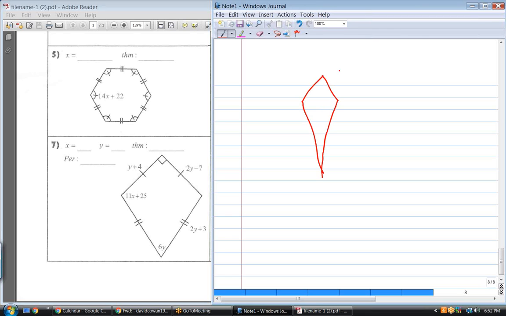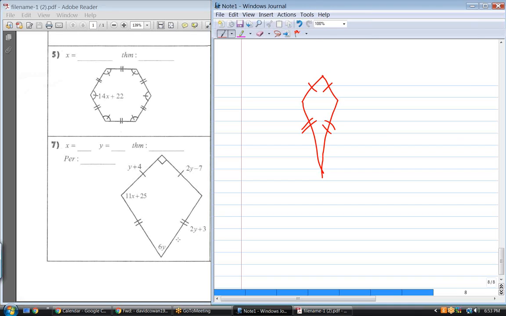What's unique about this figure? That side's equal to that side, and those two sides are equal. So it's a kite, and are they asking about sides or angles or both in this problem? So, like, what's y plus 4? Is that a side or an angle? That's a side. What's 2y minus 7?